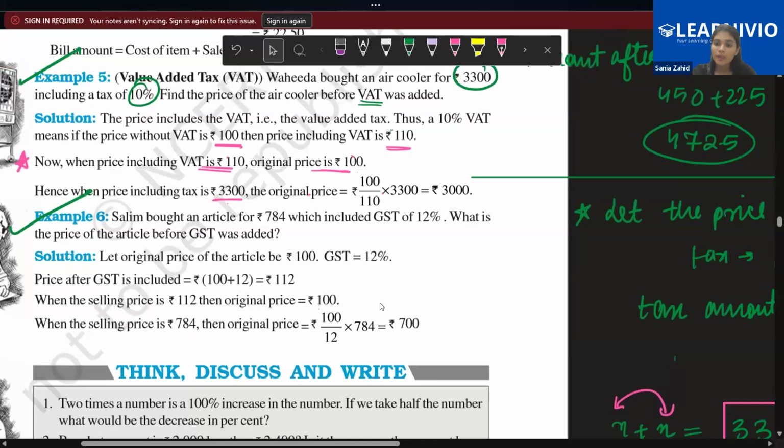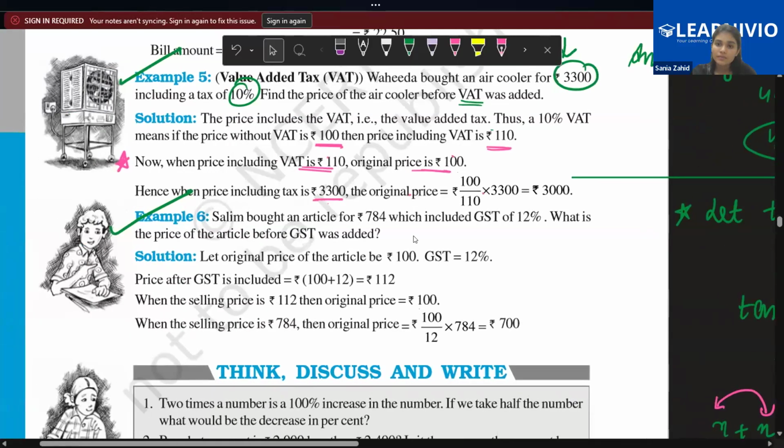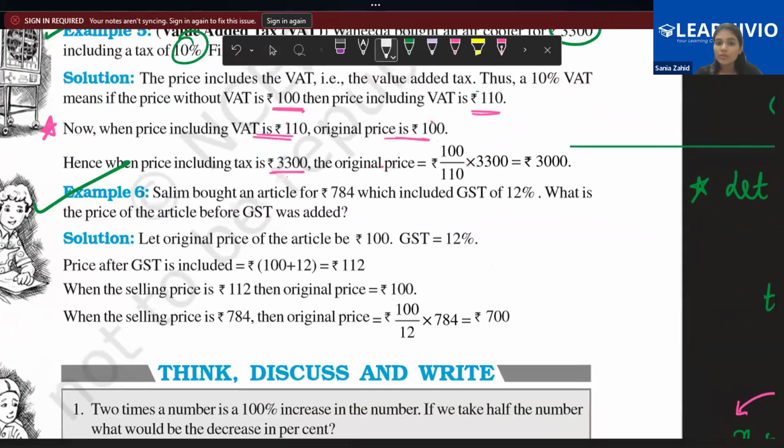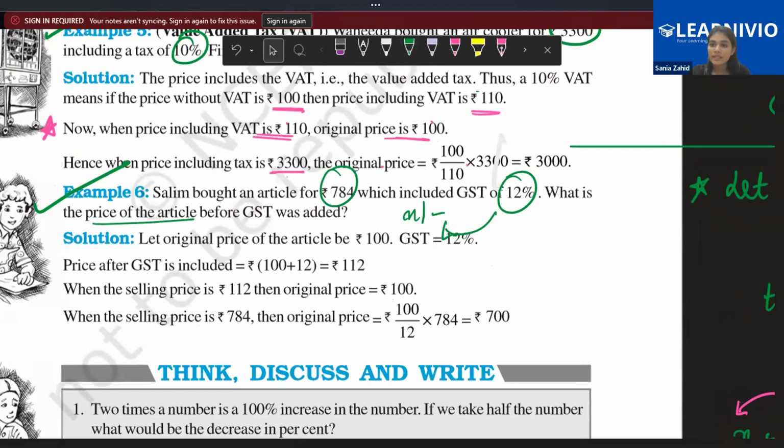Ma'am, but isn't it 12% of 784? Because 784 is including the tax. Okay, see, 784 means you have already added the tax. Let's suppose the price of the article was X rupees. So you have already added 12% of X to the original amount, and then you are getting 784 rupees. Oh, okay, ma'am. Like that you do. Complete question number 6 also.